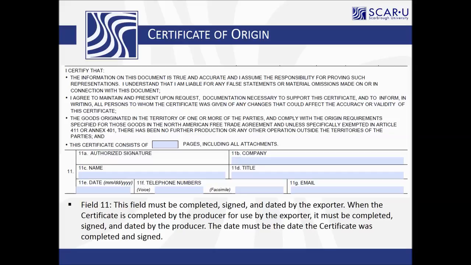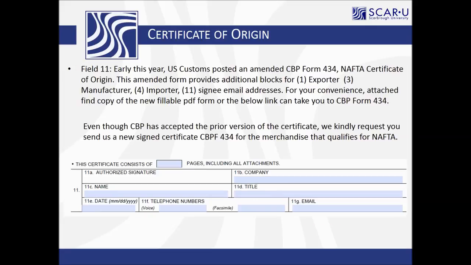3, the goods originated in the territory. So 3 is basically what you've been doing. Once again, signature, company title, date, and email. And once again, Customs has accepted this, but if they're not here, we've been having problems. And this is really just in the last couple of weeks, we've started to see this a lot in Mexico, where we're getting pushed back.